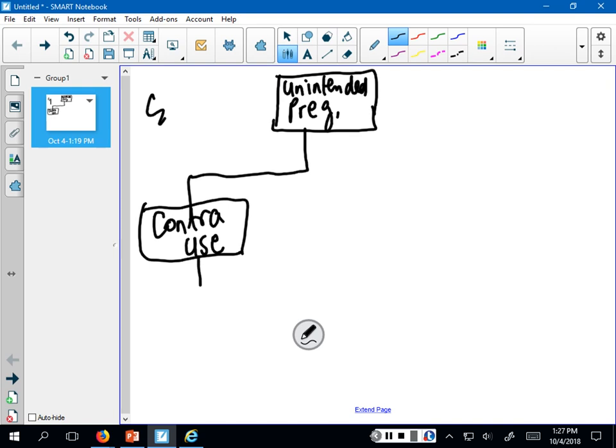Which is impacted by access to contraception. Okay? Now, what is another important determinant of unintended pregnancy?